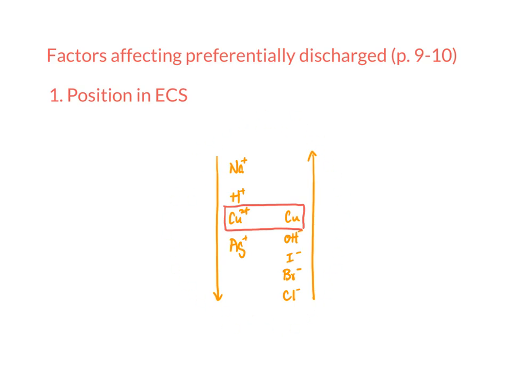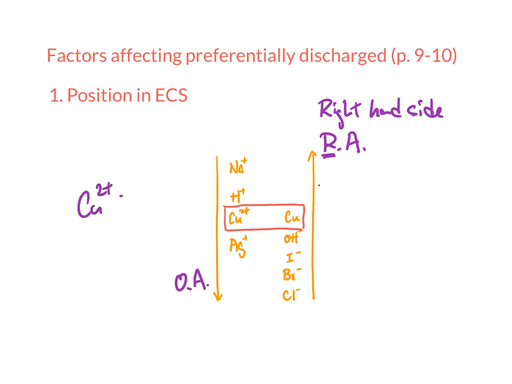First of all, you have to identify which one is OA and which one is RA. On the left hand side is the oxidizing agent, while the right hand side is the reducing agent. Remember, right hand side, therefore it is the reducing agent. If you're comparing the oxidizing agent, the lower the position, the better it is. So in this case, Cu2+ is stronger than H+, which is stronger than Na+.